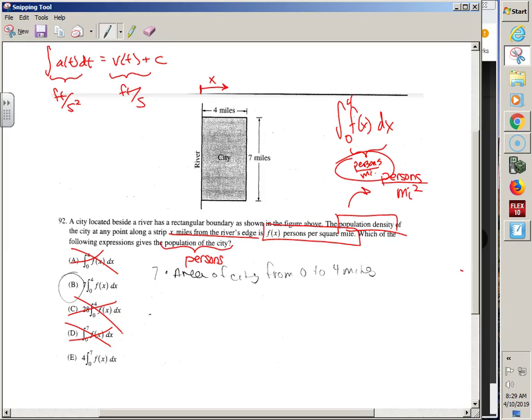Just looking at these two, based on what's legal and illegal in an integral, why should I cancel this one out? Who's x? Yeah, good. The bounds. Who's x? Isn't it how far away from the river's edge? If it's in terms of x, I'm not going 0 to 7. That's like y bounds in a dx integral. It doesn't even make sense. So just thinking about units, we can get to b.